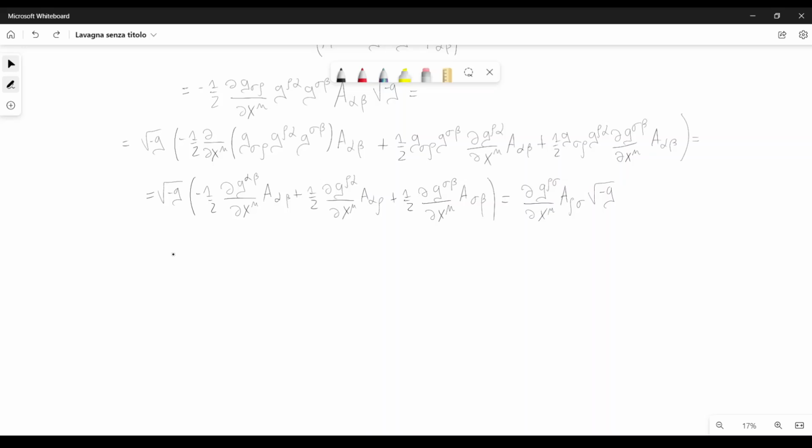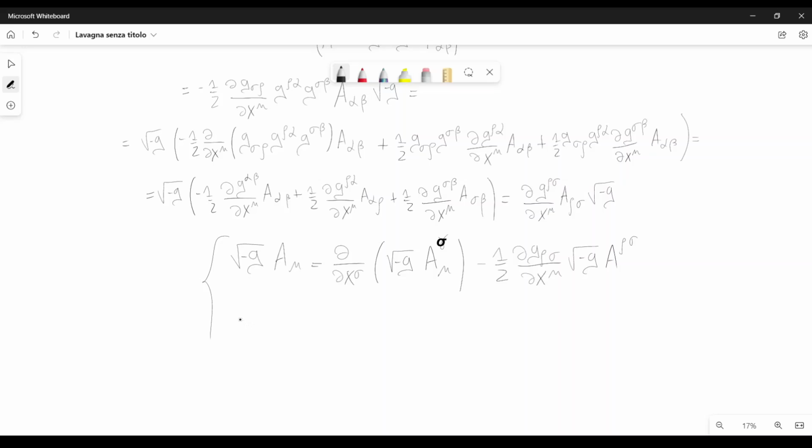and deriving these equations. Anyway, what he derives finally in this paragraph is that the square root of minus g times a mu can be written in this fashion: derivative with respect to x sigma of square root of minus g times a sigma mu minus 1/2 derivative of g rho sigma with respect to x mu times square root of minus g times a rho sigma.